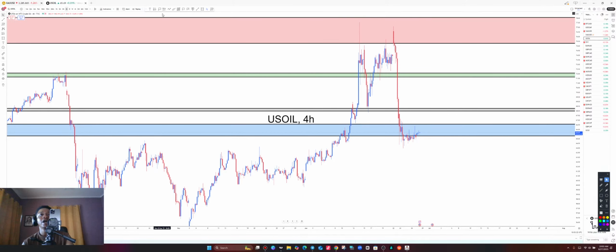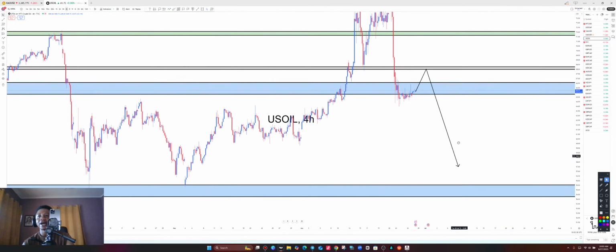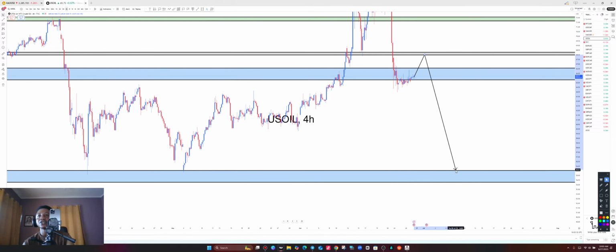So US oil, I'll be expecting price to go a little bit to the upside to give me a retest here as a lower high before entry comes in all the way to the downside. So this is how I'm expecting US oil to move to the downside. This area will be what? Lower low, and then I'll be expecting a lower high here before entry comes in all the way to the downside.